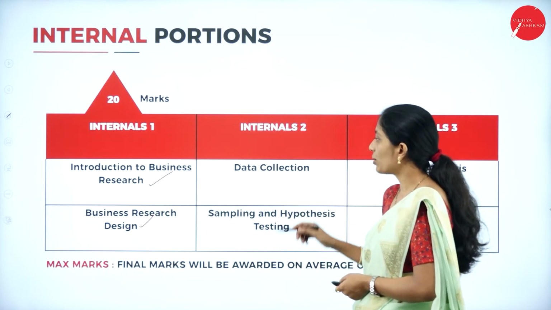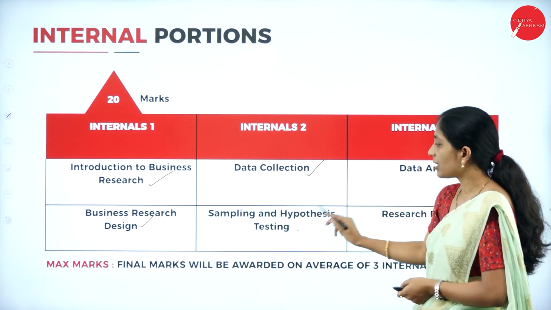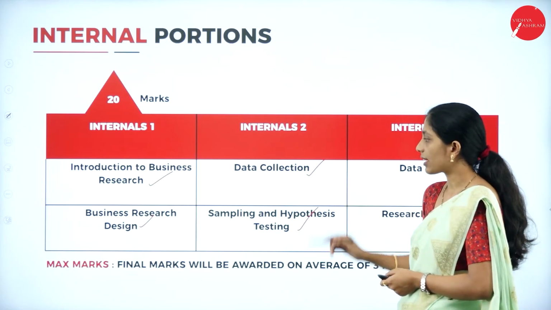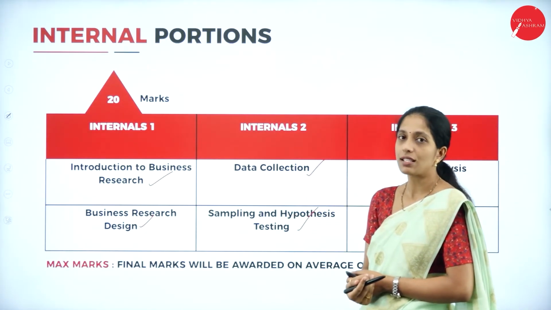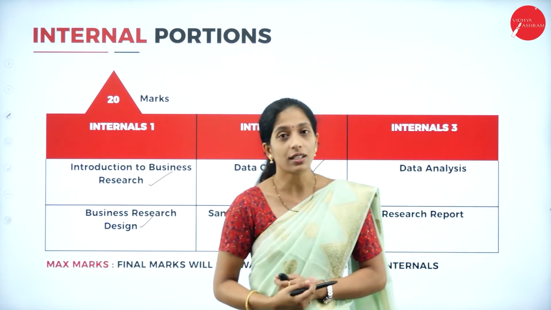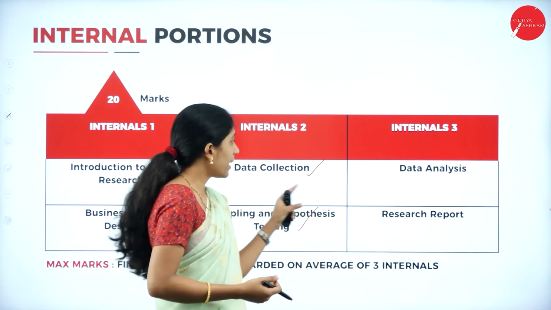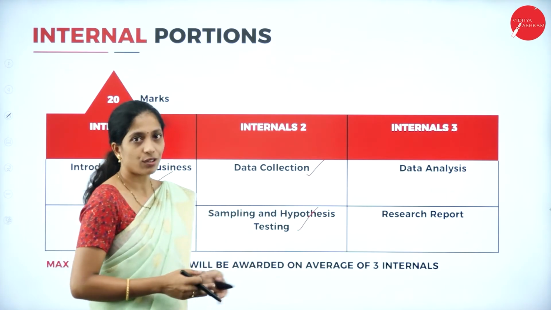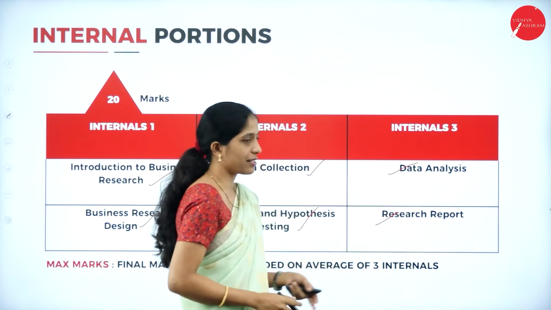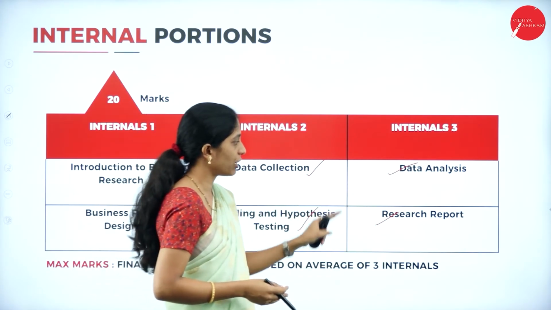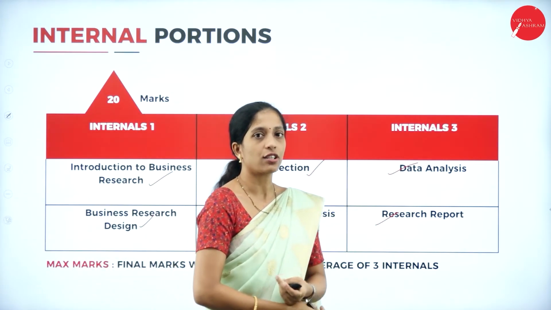Coming to Internals 2, you will be having unit 3 and unit 4. Unit 3 is Data Collection and unit 4 is Sampling and Hypothesis Testing. Next, Internals 3 covers unit 5 and unit 6. Data Analysis is unit 5 and unit 6 is Research Report.